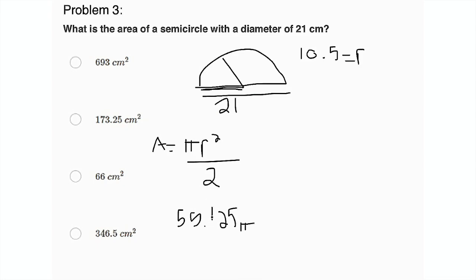55.125 pi. Okay, so I'm going to take that and do times 3.14 as an estimate, or if you have pi, you can use that. Looks like it's about 173. So that's in centimeters squared because it's area, right? So that's going to be this answer choice here, 173.25 centimeters squared.